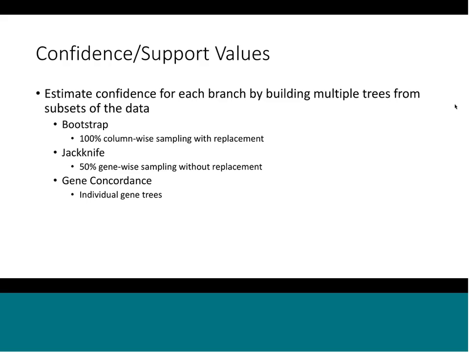Jackknifing is a different kind of support value. It's similar to bootstrapping, but rather than resampling all of the data, what it's doing is taking a subset of the data and rerunning the trees.